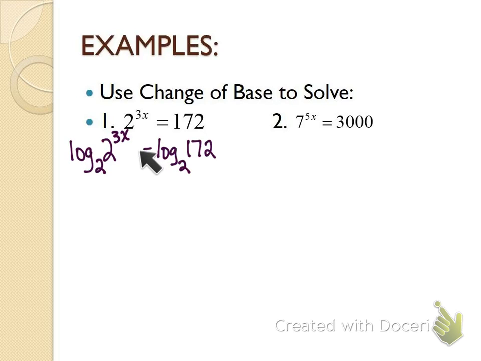Now we can still use our power rule, and where does this 3x go? Out into the front. So the 3x part would go in front of the log. So we would have 3x times log base 2 of 2 is what? 1. Remember the first slide? We did that exact same thing, log base 2 of 2. So if I'm moving the exponent out in front and all I have to evaluate is log base 2 of 2, that just gives me a big old 1.